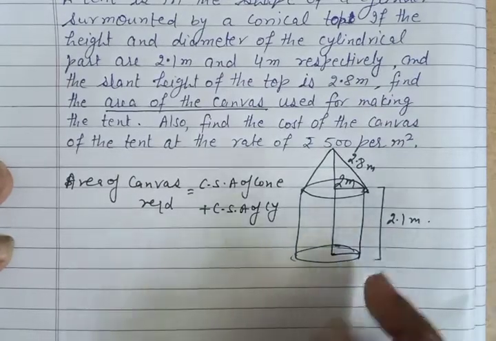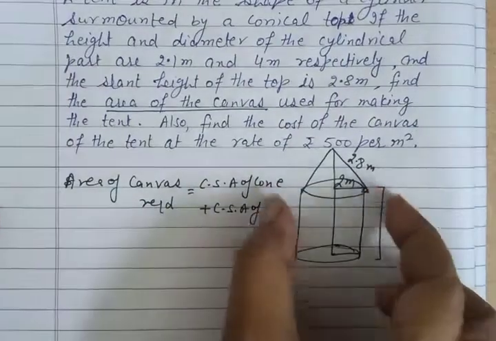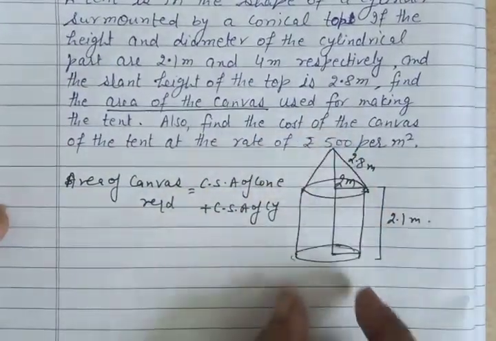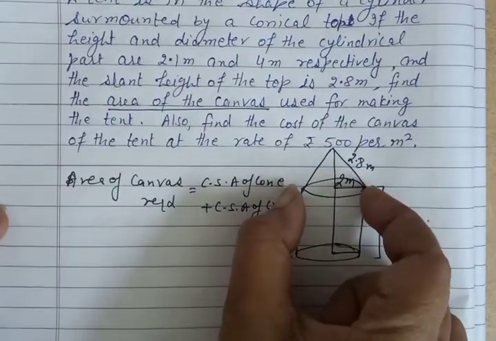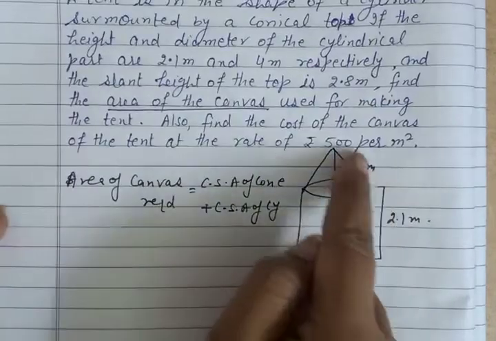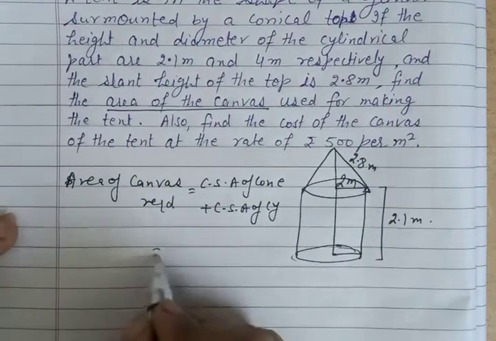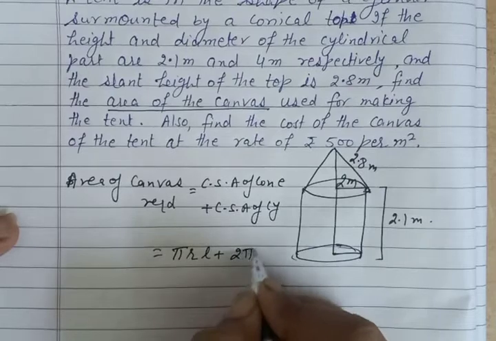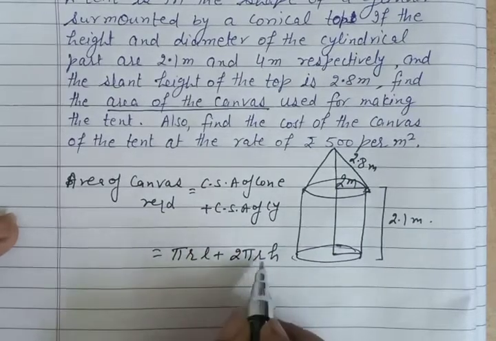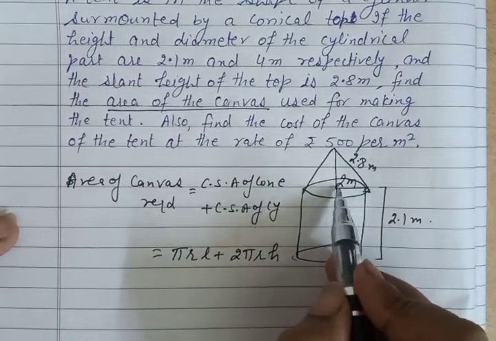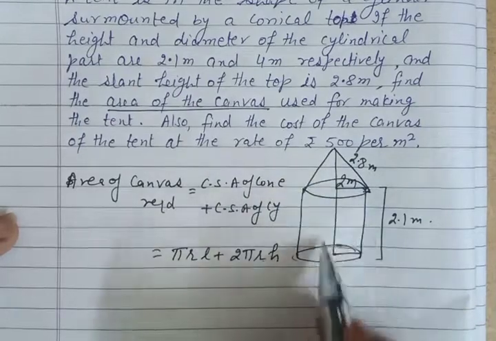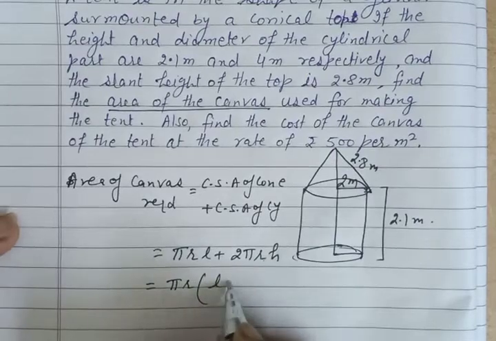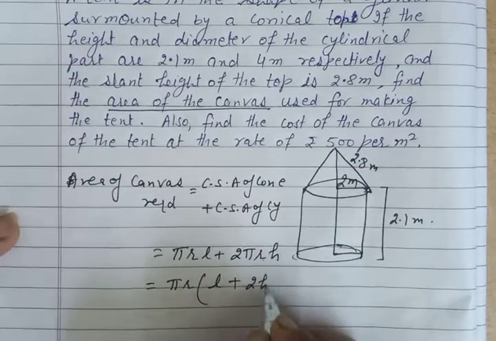So the cloth required is this curved part and this curved part. This part is curved surface of the cylinder and this part is curved surface of the cone. The formula for this is pi r l plus 2 pi r h. Why have I taken this r same? Because this radius is same for the cone and for the cylinder. We can take pi r common and what is left is l plus 2h.